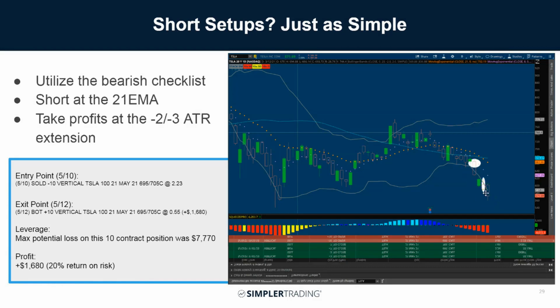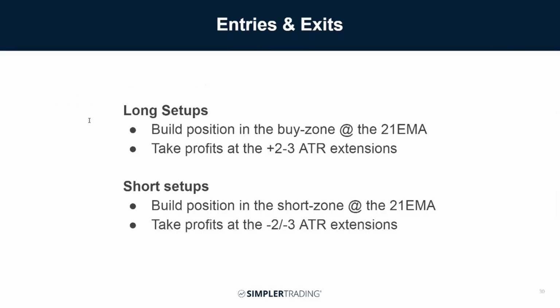Why? Because now there's a growing probability that Tesla bounces back to the 21. So we want to take those profits. So on this trade here, because it fit the criteria of a good short, I sold a call credit spread near the 21 EMA at $2.23, and a couple sessions later, I'm buying it back at 55 cents. A nice, short and sweet $1,700 profit. So shorting is just as easy as going long.